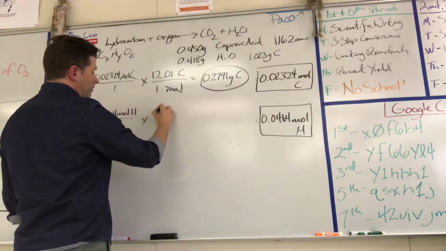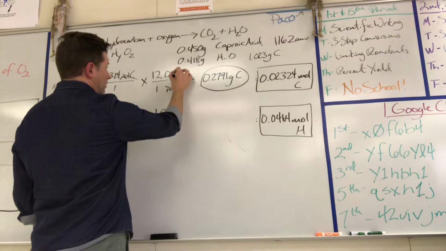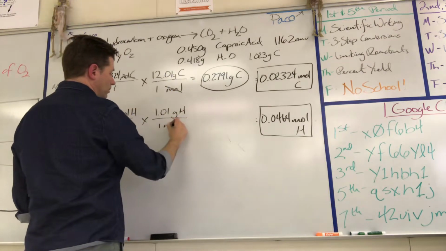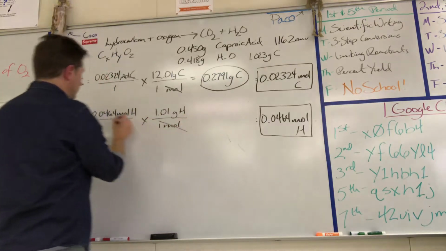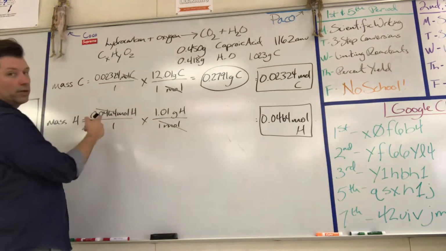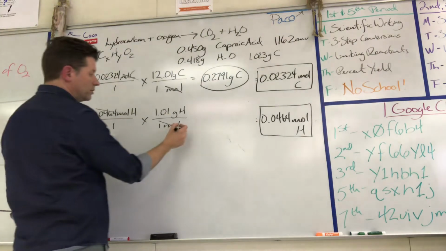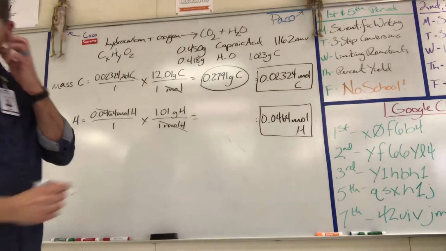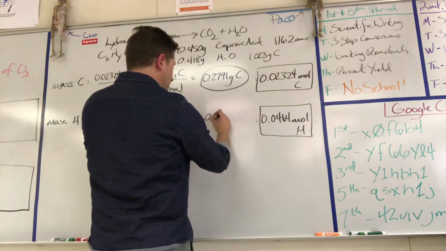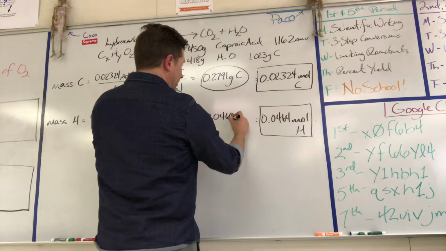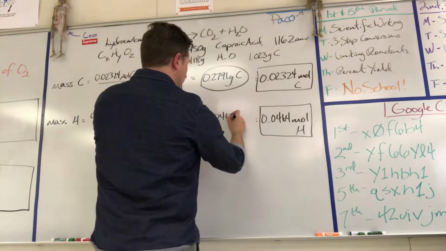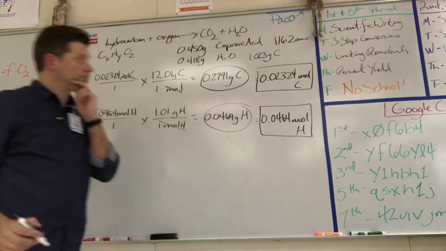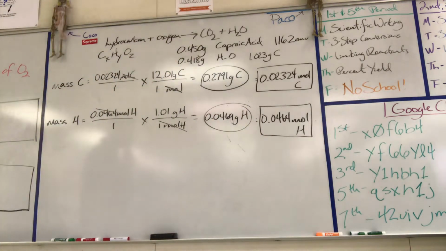And so we have 1.01 grams of hydrogen in 1 mole. Oh, I didn't mean to mark through the number, just through the moles of H. So that gives me 0.04699 grams of hydrogen. Okay? You see how that works?